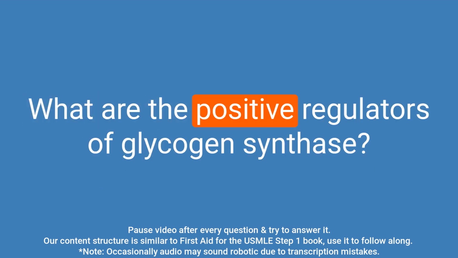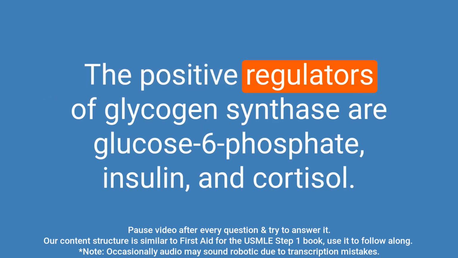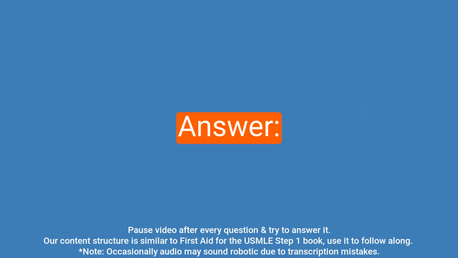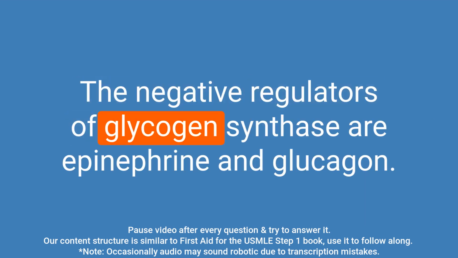Question: what are the positive regulators of glycogen synthase? Answer: the positive regulators of glycogen synthase are glucose 6-phosphate, insulin, and cortisol. Question: what are the negative regulators of glycogen synthase? Answer: the negative regulators of glycogen synthase are epinephrine and glucagon.